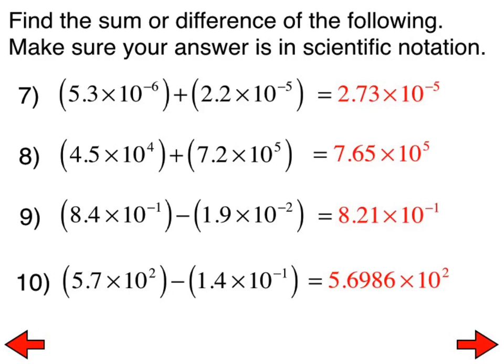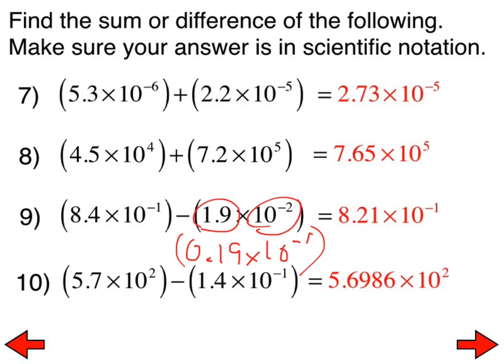For number 9, what if you change both of them to negative 1? Okay, so that would make, I made this bigger by a factor of 10, right? So I have to make this smaller by a factor of 10. Now we have like terms. 8.4 minus 0.19 is 8.21. Okay? We good?